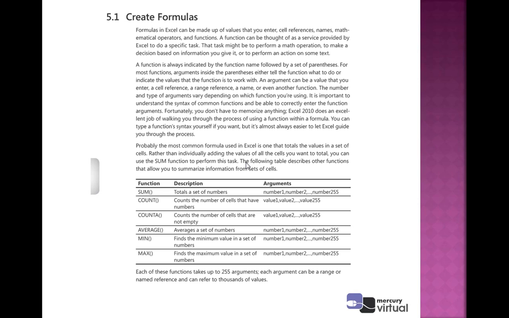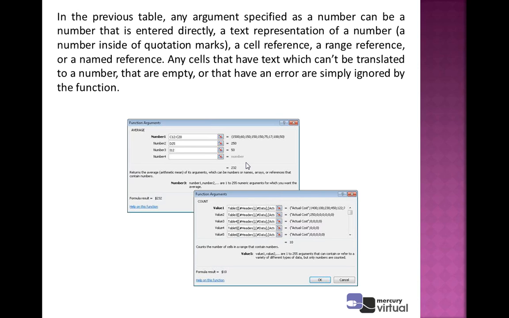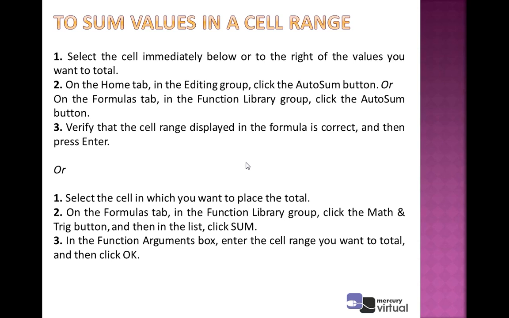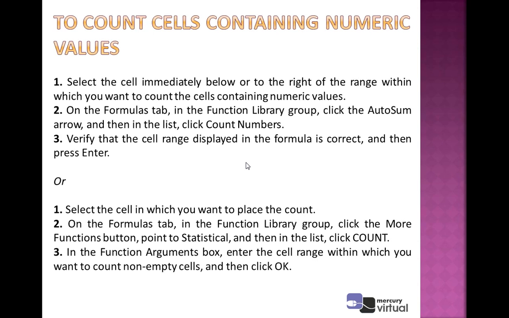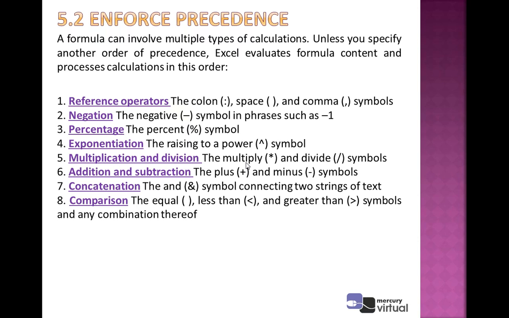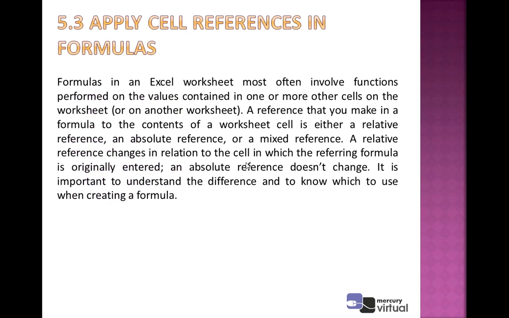5.1 is how to create the formulas. There are multiple formulas available like sum, count, count A, average, min, max. Then how to use the formula, there are multiple steps available. How to count the cells by using the count function. 5.2 is how to enforce the precedence. There are multiple precedence levels available for the formula, ranging from 1 to 8.